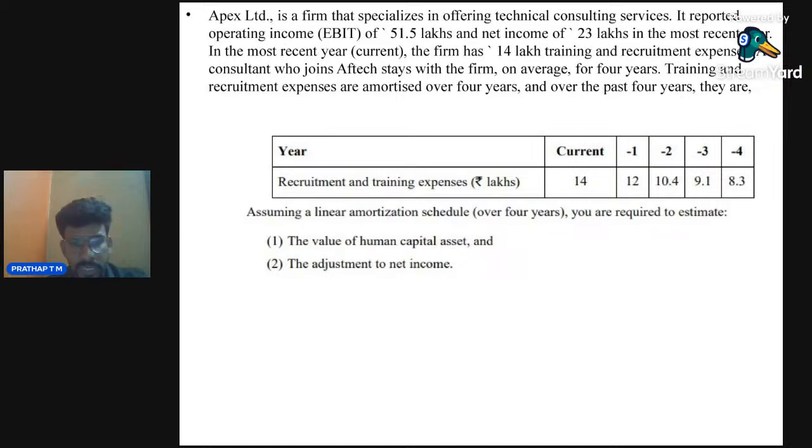I hope they have mentioned the current year is 14 lakh, right? 14 lakh we can consider. Then the first year is 12 lakh which they have given. Next year they have given 10 lakh 40,000. Yes, exactly. 9 lakh 10,000. And fourth year is 8 lakh 30,000.